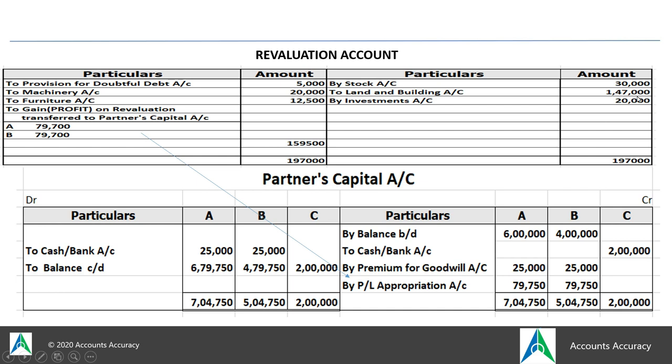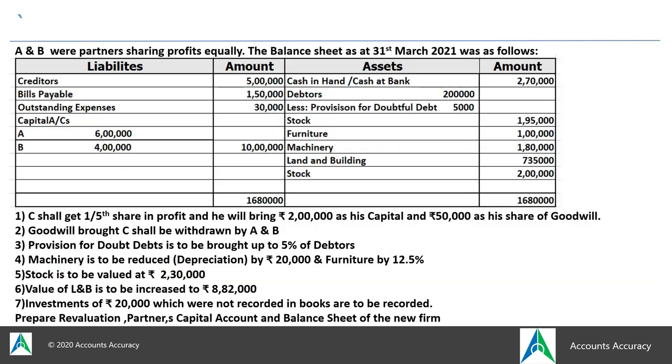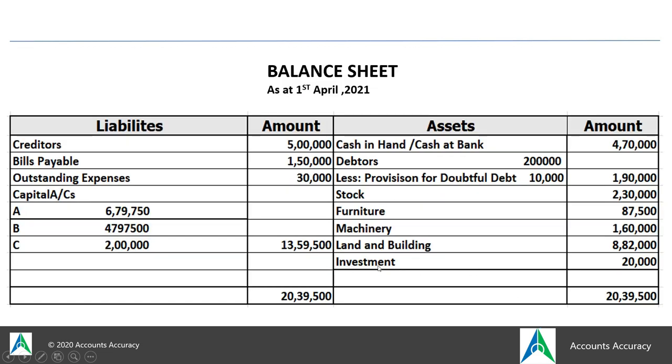You can see here land and building value was increased by 1,47,000. So this 1,47,000 will be added to the old value of land and building which was given in the balance sheet, that is 7,35,000. 8,82,000 is the increased value of land and building, and this will only be recorded in the new balance sheet. Again, investment was the unrecorded asset, hence it will be shown in new balance sheet at asset side.